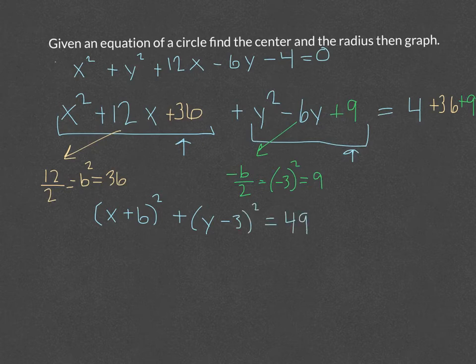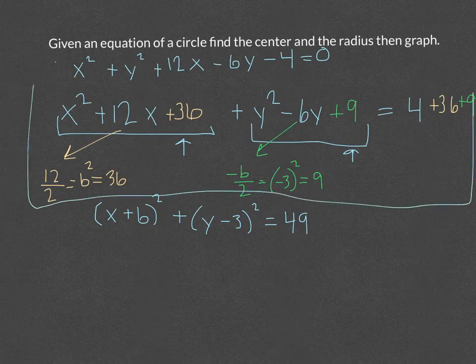All right, so all the work that we did up here gets us to this equation, (x plus 6) squared plus (y minus 3) squared equals 49. So we have our center then is at (negative 6, 3), and our radius is the square root of 49, which is 7.